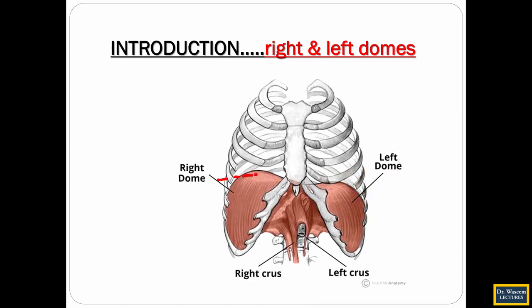See again, the imaginary line is not touching the left dome, because the left dome is a little lower here. In such a way, this is the first rib, second rib, third, fourth, fifth. This is touching the lower border of the 5th rib here, but this will be touching the upper border of the 5th rib.